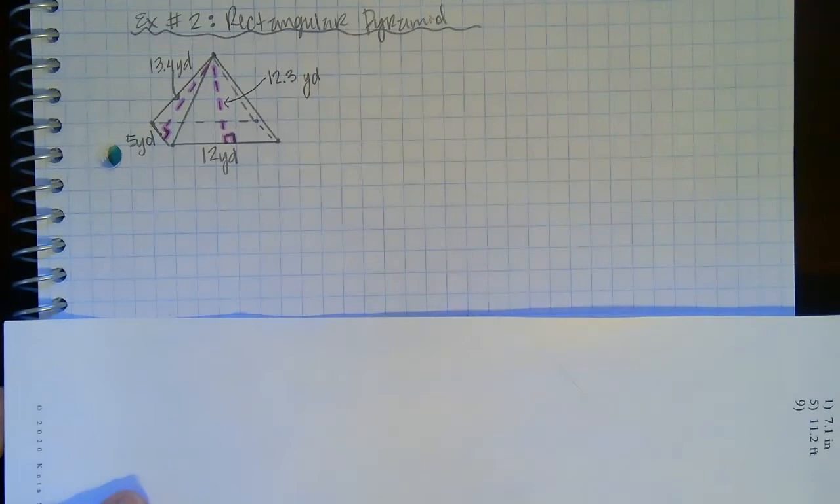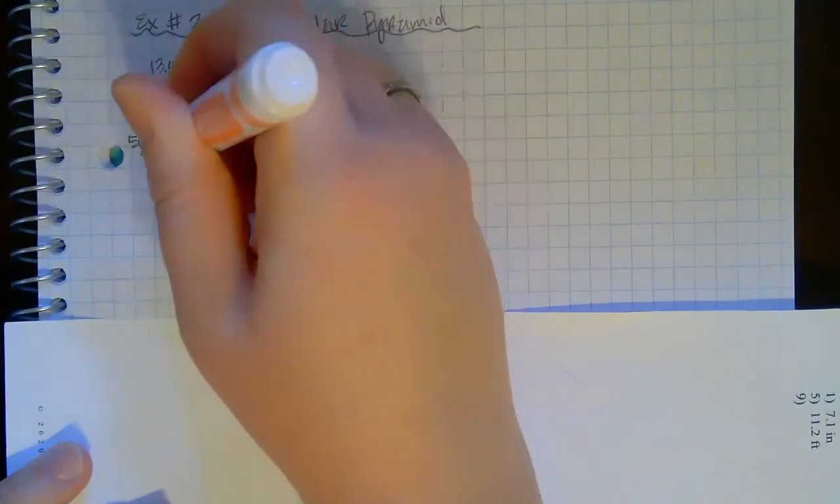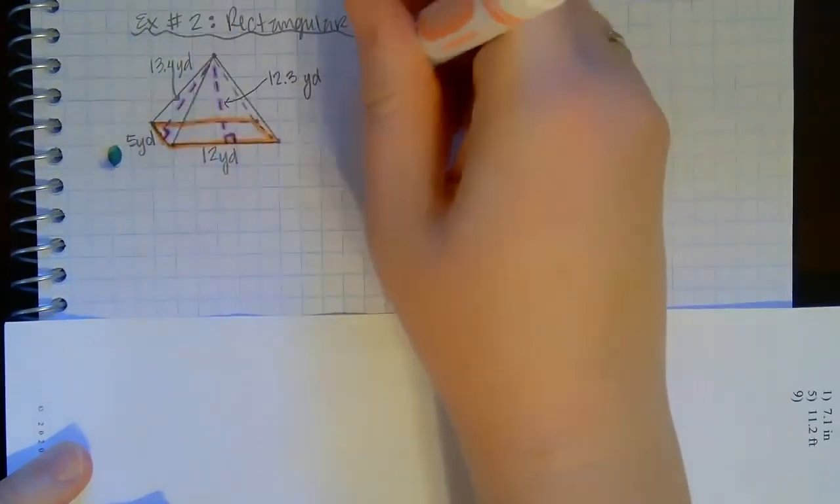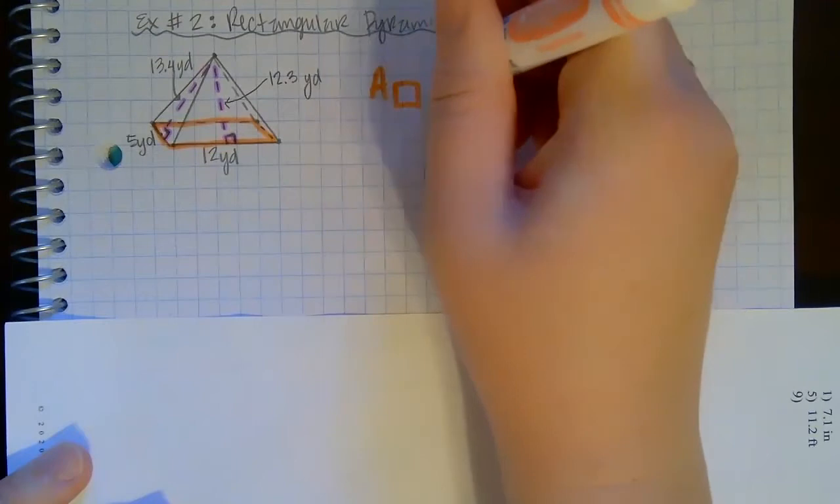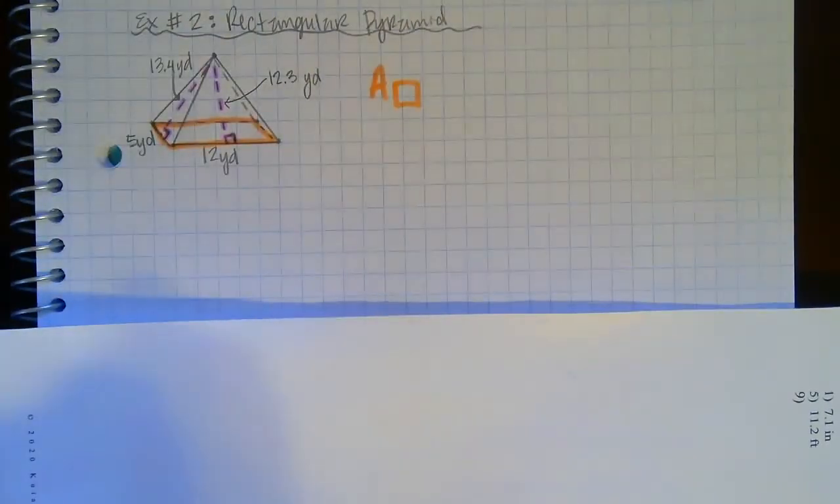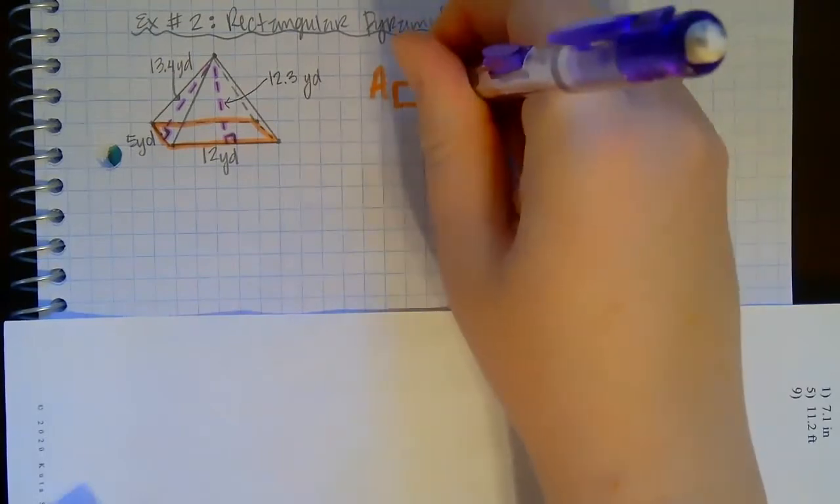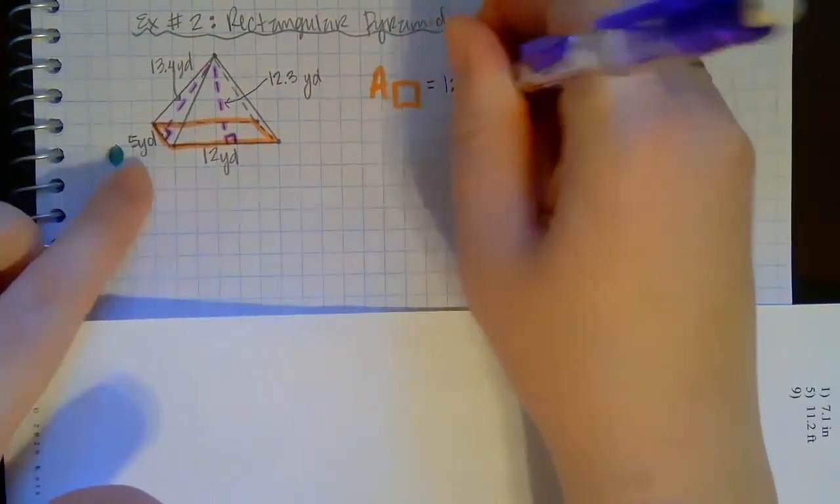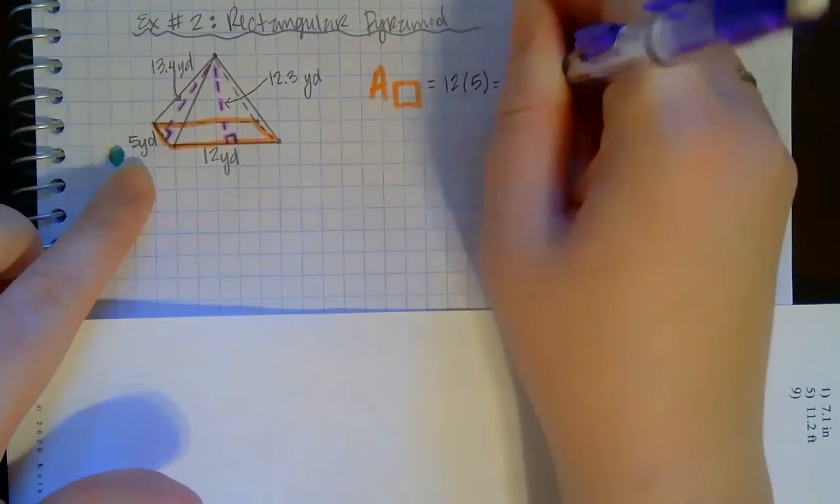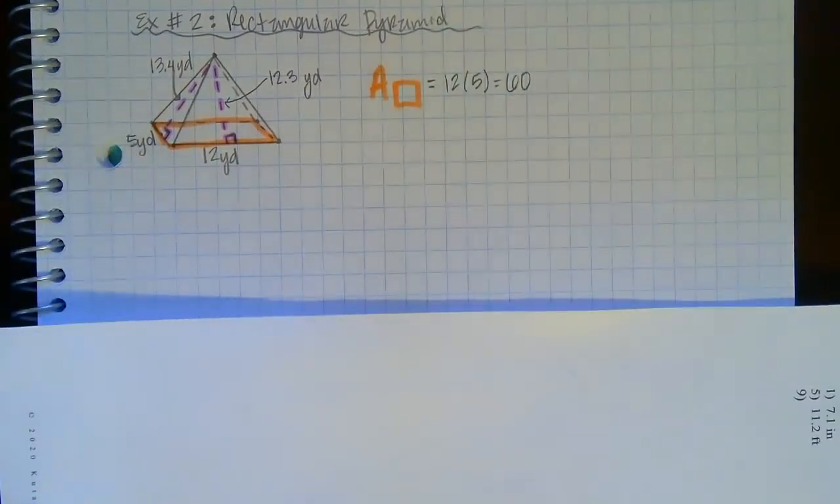Okay, so I'm going to find the base first, which is obviously my rectangle. So this is my base. So that's my area of my rectangle. Okay, so obviously area of a rectangle is just base times height. So base 12 times height 5, which is 60 for the rectangle on the bottom.